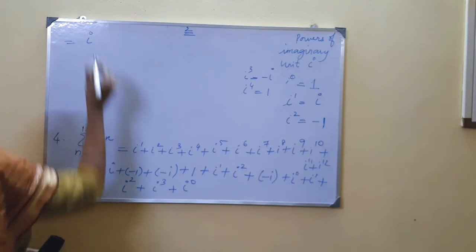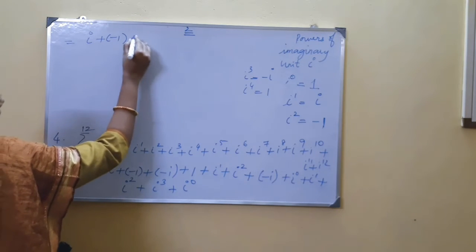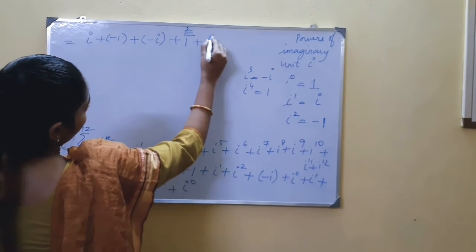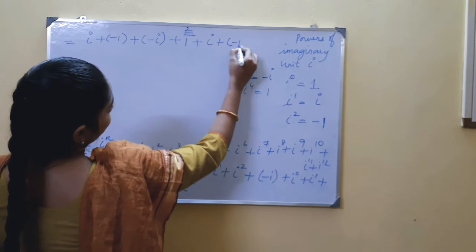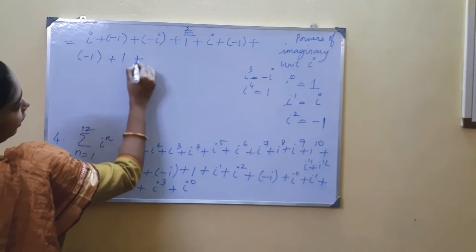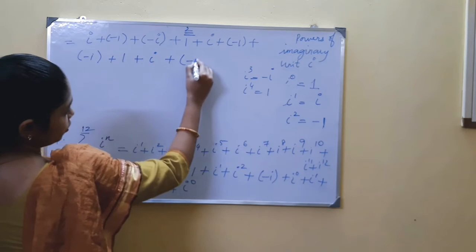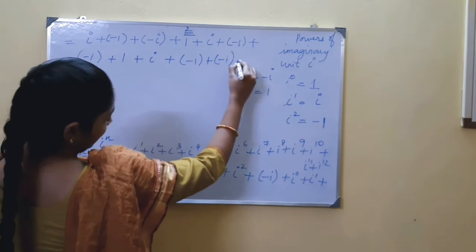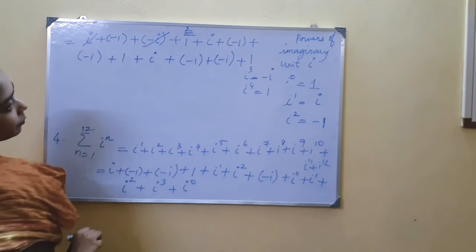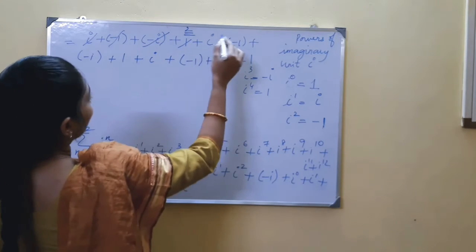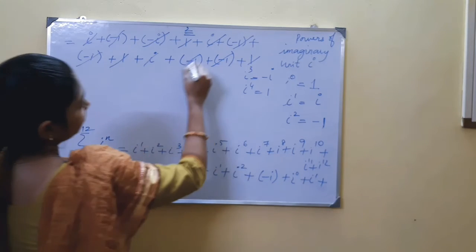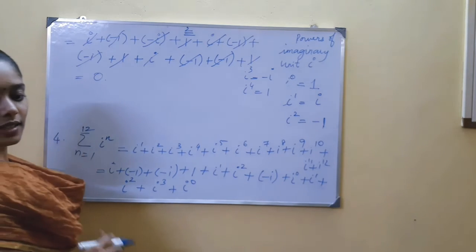So now the value is i plus i squared, which is minus 1, plus i cubed, which is minus i, plus i to the power 0, which is 1. Now you can cancel: i and minus i, minus 1 and plus 1. You will get the answer to be 0.